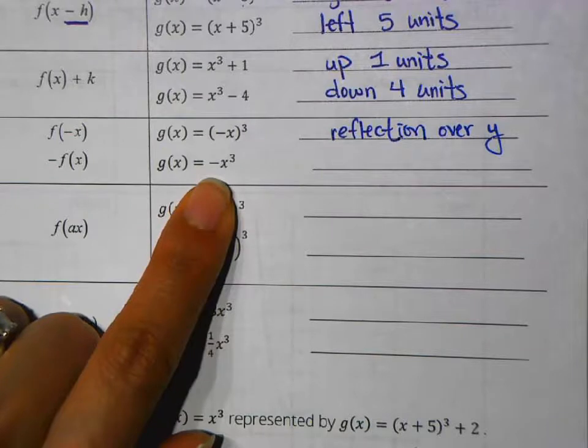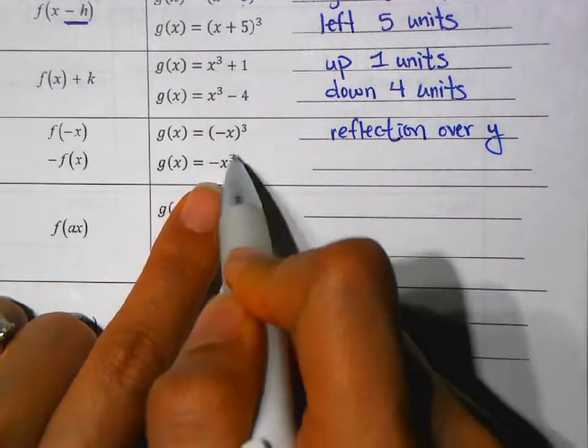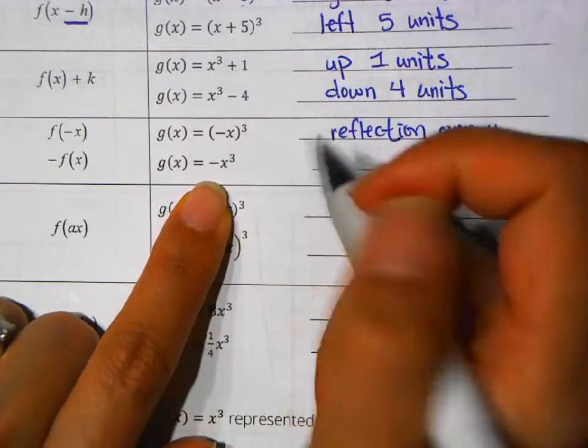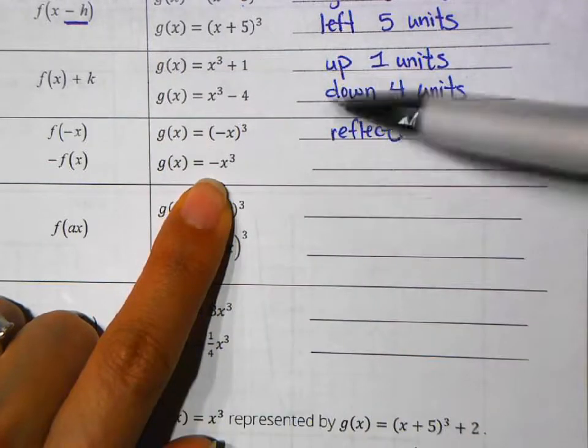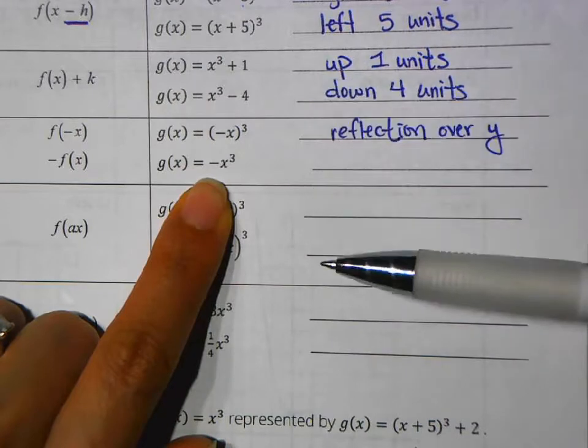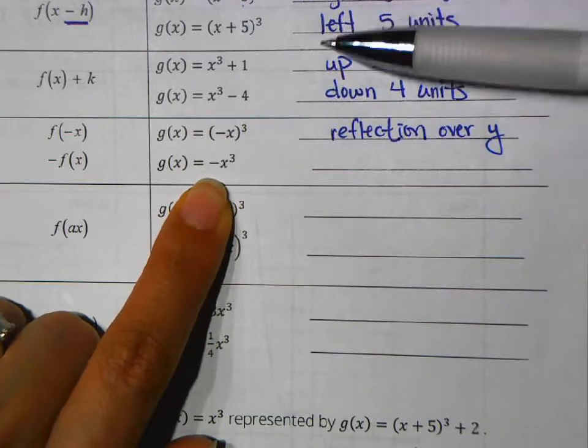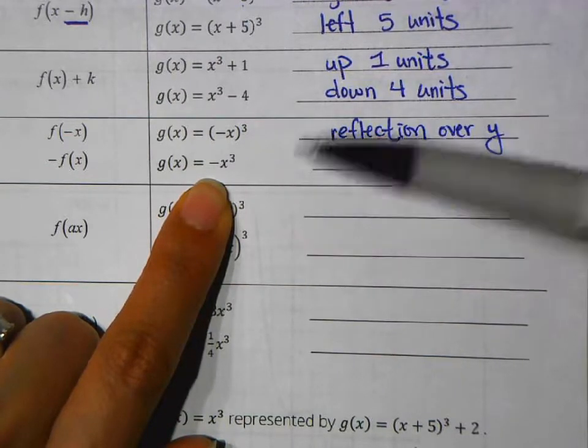On the second example for the reflection, that negative is applied to the entire equation, x cubed. So I am going to reflect in a vertical movement. If I'm doing this, I'm reflecting over the x-axis.